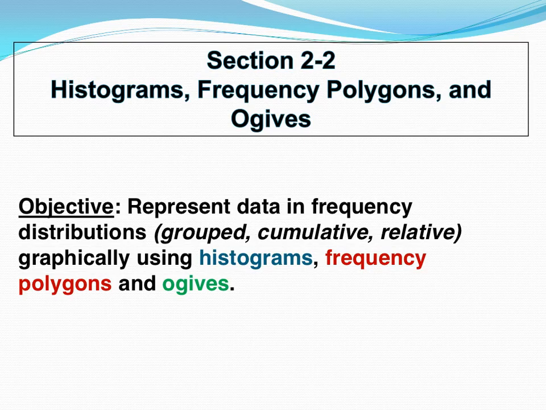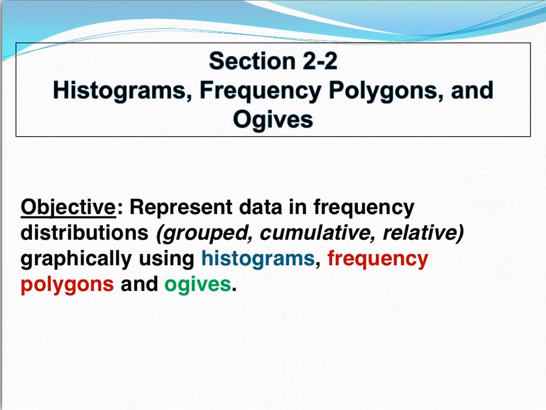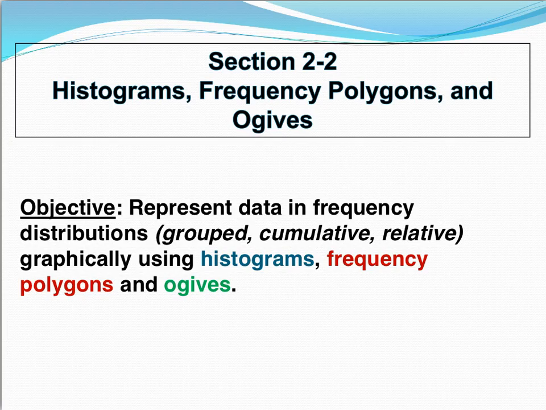Okay, the objective is to represent data in frequency distributions graphically. So we have 3 frequency distributions. Remember, we've talked about that. The three distributions being grouped, cumulative, and relative, and we worked on that in class. Today I'm going to teach you how to represent those graphically with histograms, frequency polygons, and ogives.